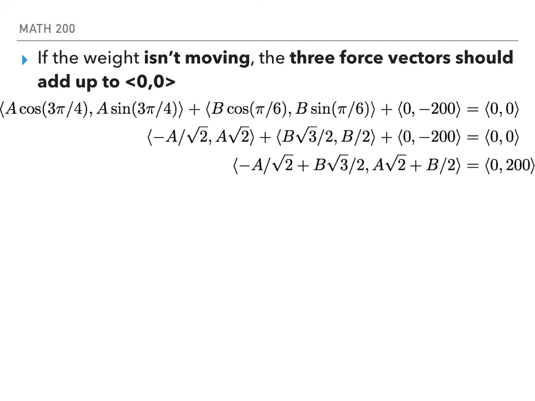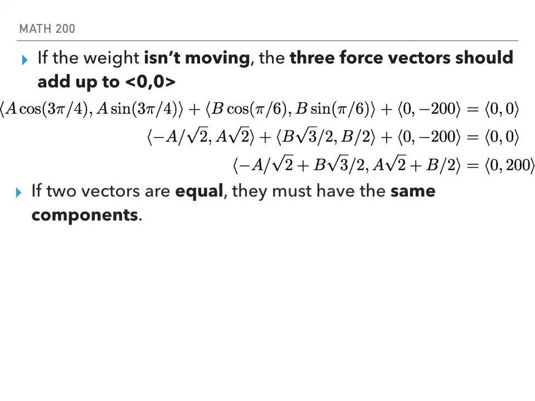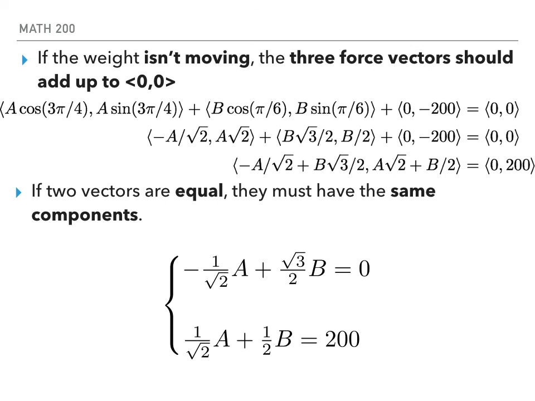Now, if 2 vectors are equal, not parallel, but equal, the only way for that is to have exactly the same components. So I get a system of equations because I have the sum of the x's and the sum of the y's, and all that stuff has to add up to 0. From this point forward, you know how to do the problem, but it's messy with the square roots and all that kind of stuff. So in the next couple slides, we'll go through it together.